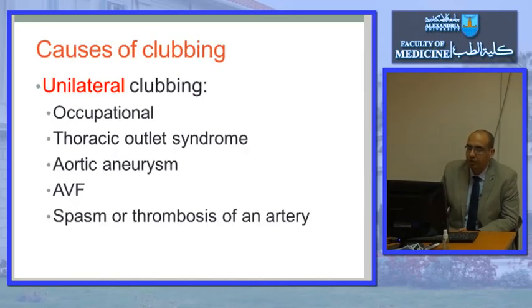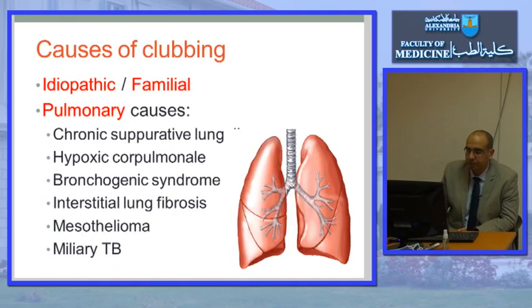What are the causes of clubbing, which is a common question? Clubbing might be unilateral and it might be due to occupational causes or thoracic outlet syndrome, aortic aneurysm, arteriovenous fistula. It might be idiopathic or familial. And also clubbing has pulmonary causes. Most important is chronic suppurative lung diseases like bronchiectasis and bronchogenic carcinoma. They are the most important causes.